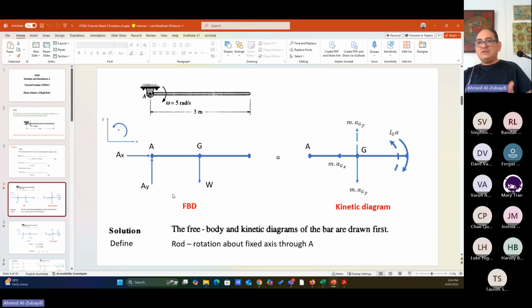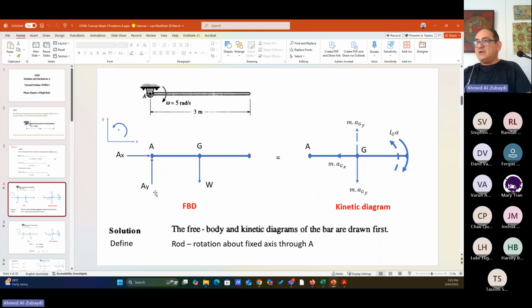Now we only have to apply the 3 equations saying that whatever forces we have in the free body diagram are equal to the forces we have in the kinetic diagram. For example, in the x-axis, Ax is equal to m a_Gx. The a_Gx is going to be the normal acceleration, which is omega squared multiplied by the distance from A to G. Then we can find, for example, what the velocity will be here, because we know the omega.